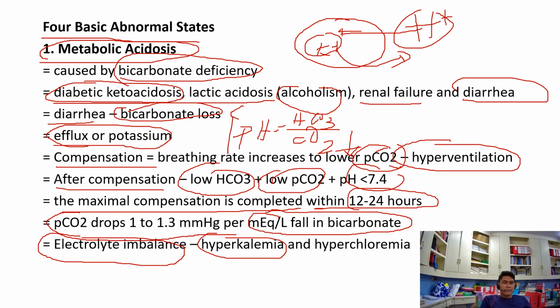And for electrolyte imbalance, I have hyperkalemia. It's due to the efflux of potassium, and hyperchloremia. There is hyperchloremia because of the deficiency in bicarbonate. To maintain electron neutrality, since there is bicarbonate deficiency, you need to increase chloride concentration. So hyperchloremia.